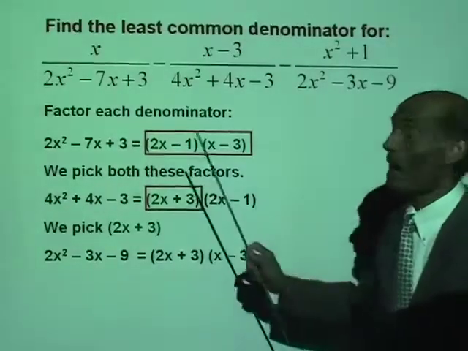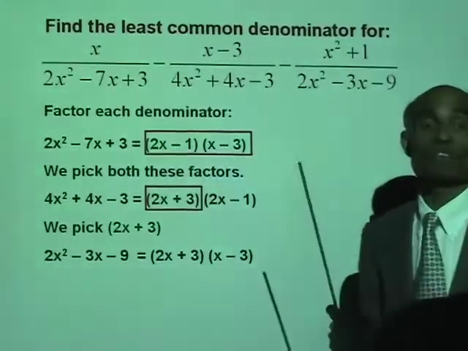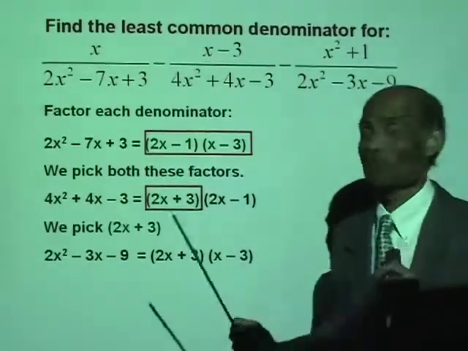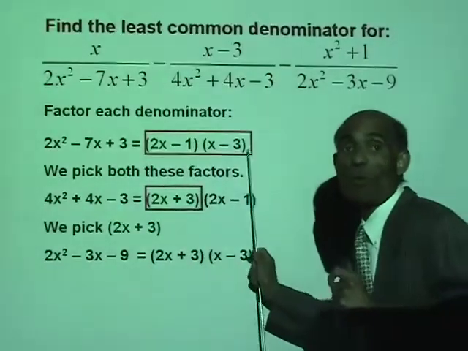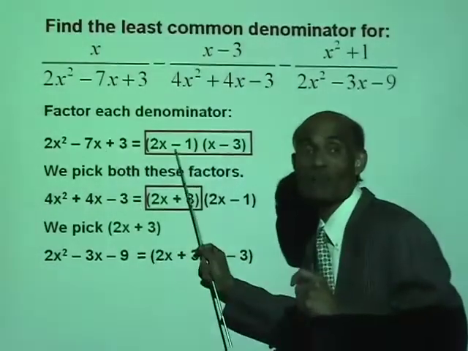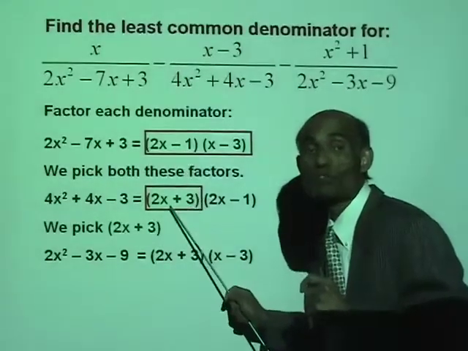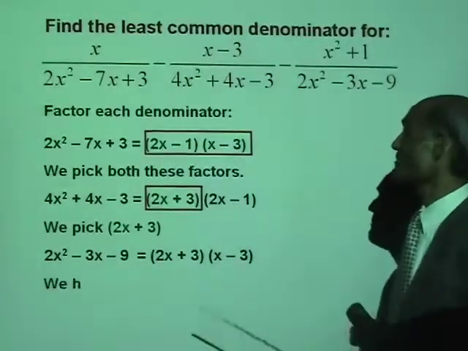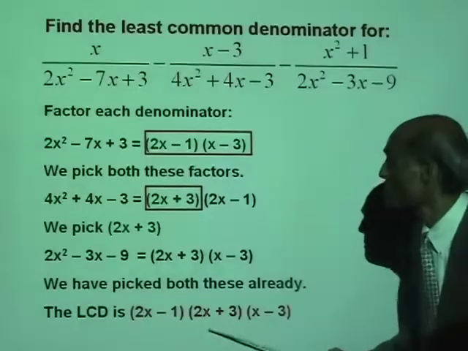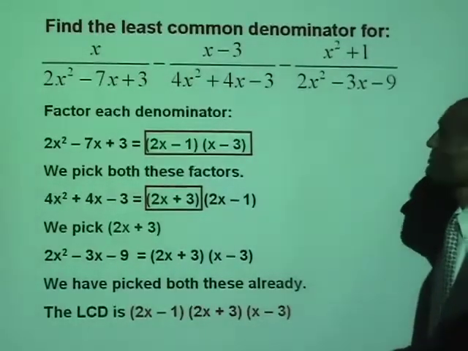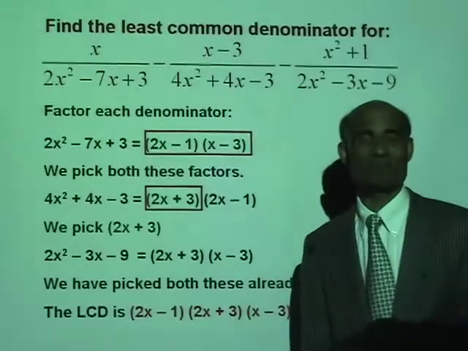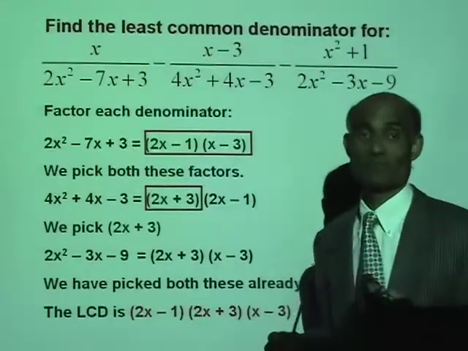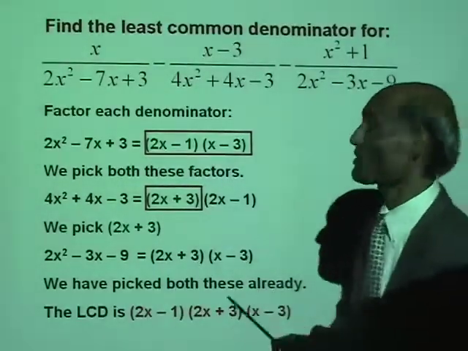So once again, after factoring the denominators, we pick all the factors without repeating. Start by picking all the factors of the first denominator, then pick those factors that are not already picked. That gives us the LCD as 2x minus 1 times 2x plus 3 times x minus 3. Okay, I hope that is clear. We are going to use this in our next lesson, so you must be very, very thorough with this.